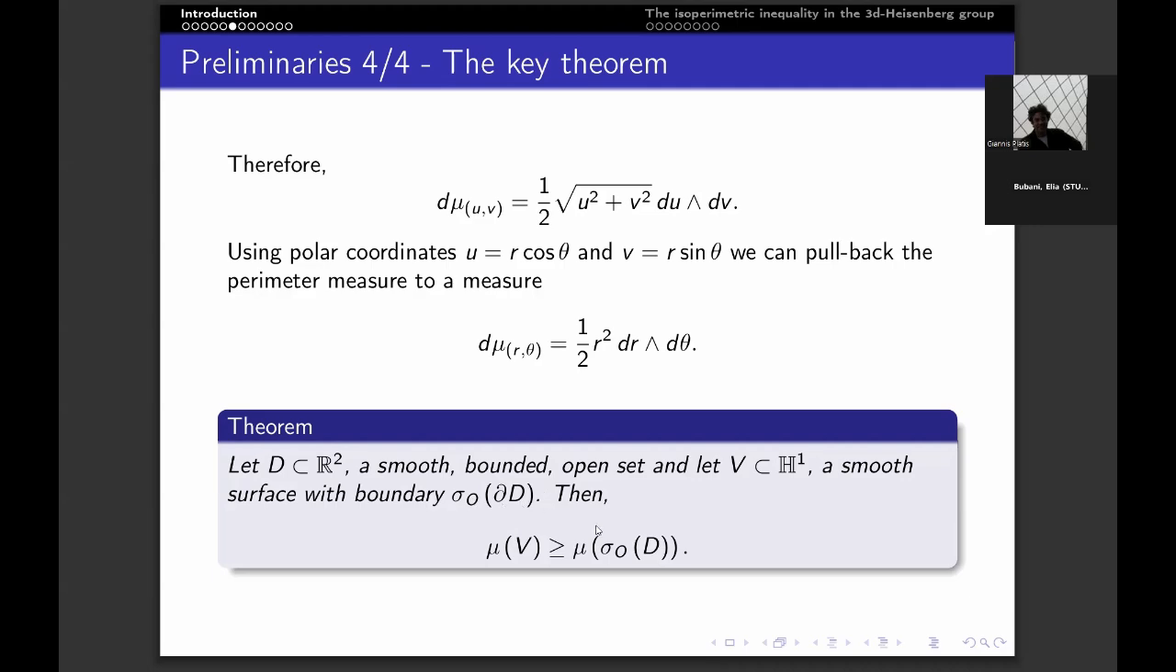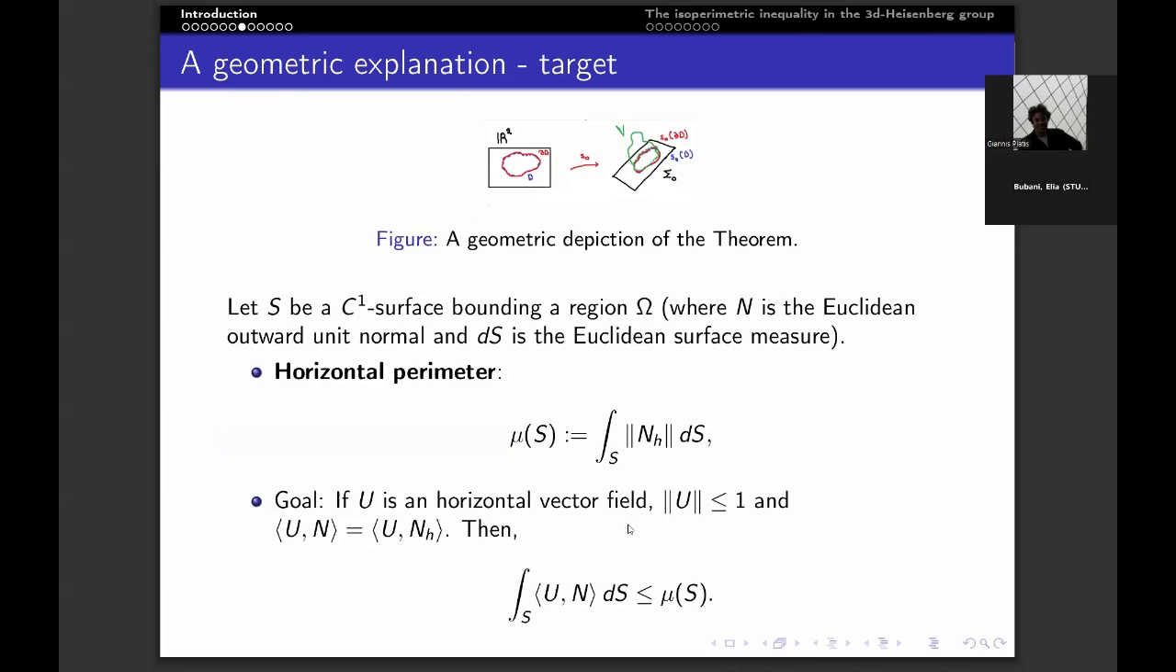So we will prove that this set here is a minimizer. The set sigma 0 at D is a minimizer for the perimeter area, and we'll use the calibration method like Ritoré and Rosales. Here we have a geometric depiction of the theorem.